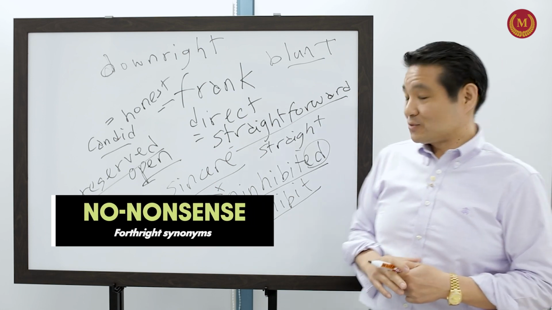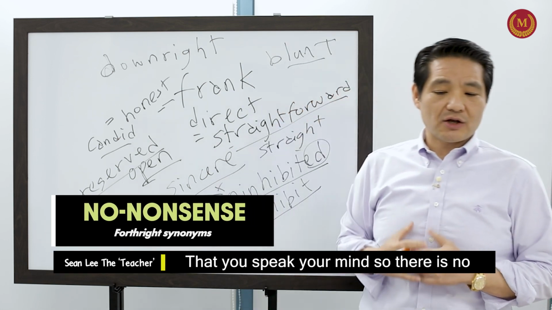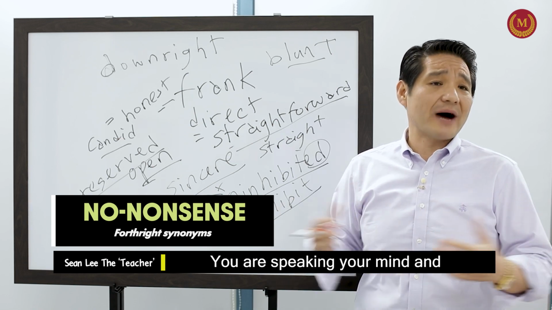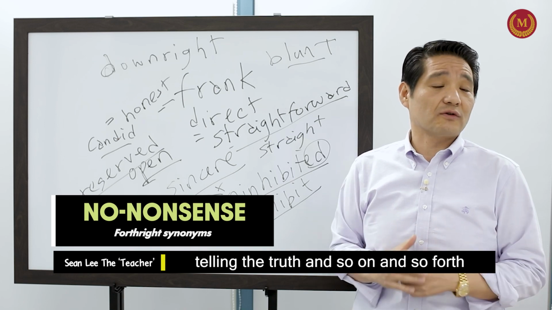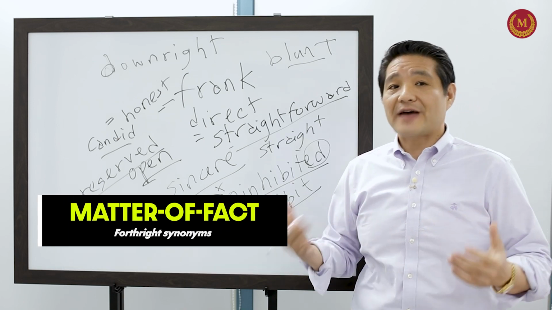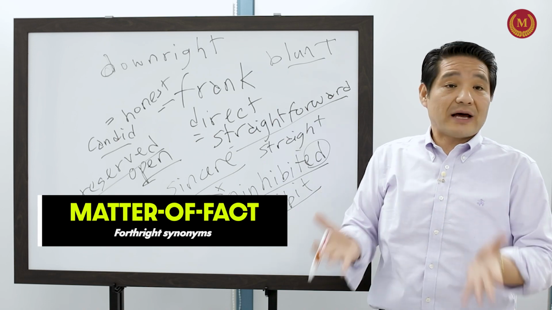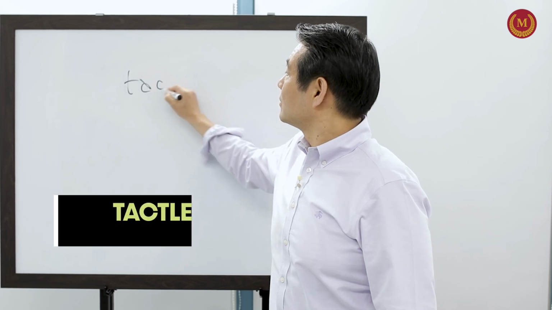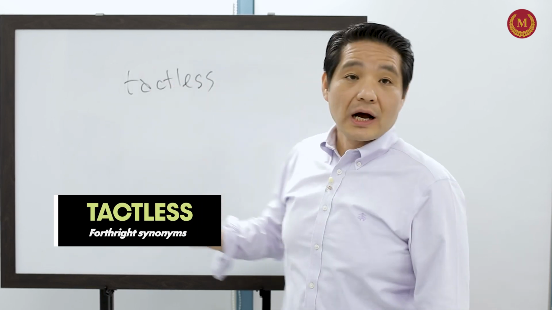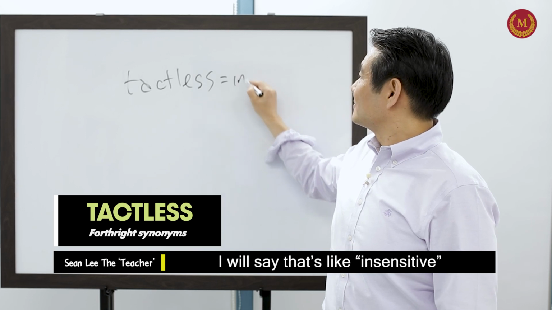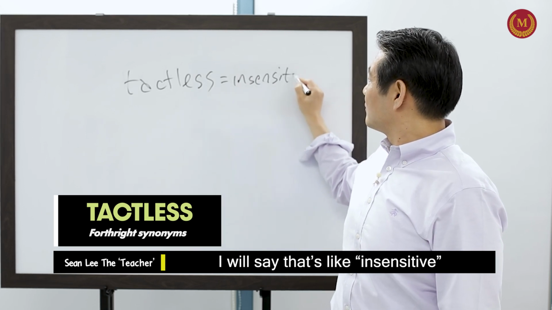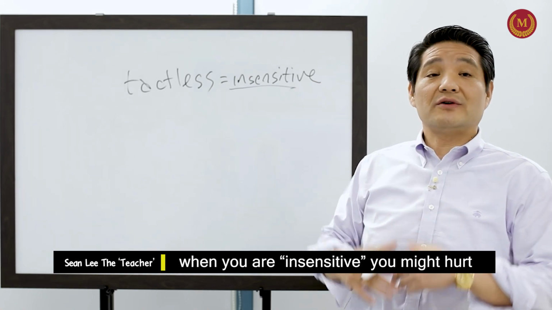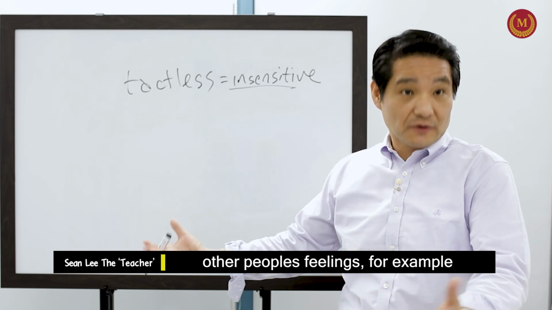What else you have? You have no nonsense. No nonsense. Meaning what? That you speak your mind, so nothing else is involved. You're just speaking your mind and telling the truth and so on and so forth. No nonsense here. Then you have matter of fact, right? That is what? This is a matter of fact. This is what it is, right? We have tactless. I would say that's like insensitive. So now it's a negative, right? Because insensitive is what? When you're insensitive, you might hurt other people's feelings, for example, right?